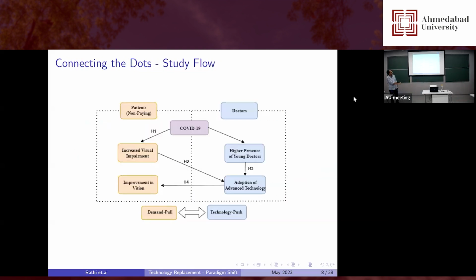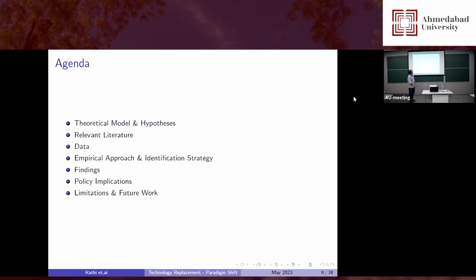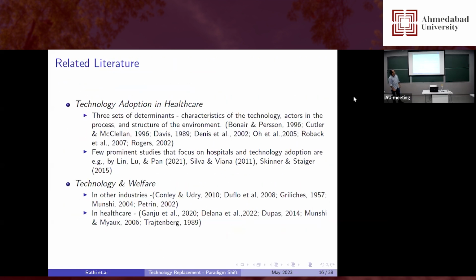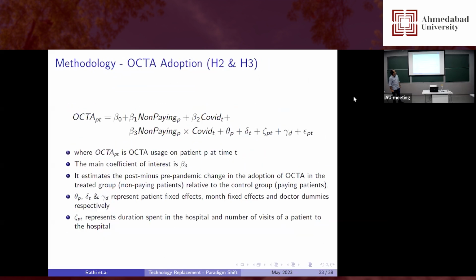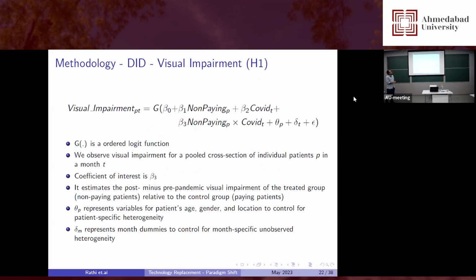So here, this was our idea that this shock in this market would create a disruption in the demand side as well as on the supply side. So what we did is set up, I'll skip the theory and so on, I'll just directly get into the DID setup. At the patient time level, we can see the visual impairment, whether they are non-paying or not, taking the paying group as the control group, and then whether they interact more or less with the COVID or not.